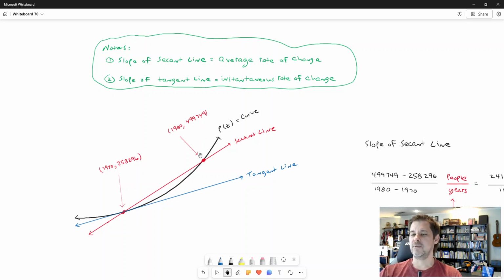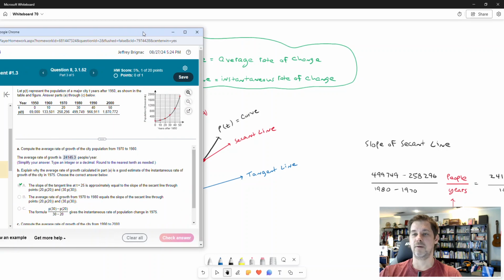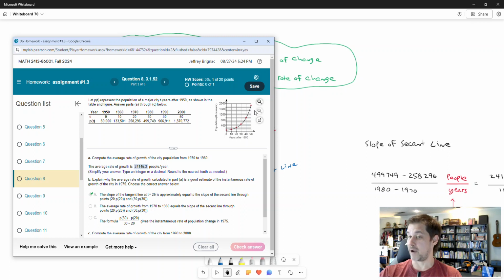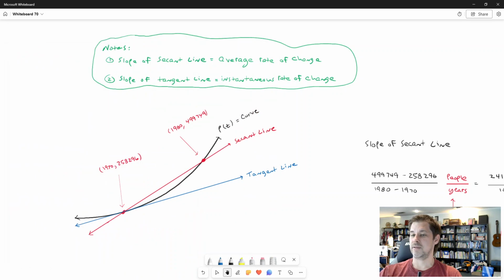I'm given these 2 points on that curve, and I'll explain why I have the numbers the way they are as opposed to the way they are on the graph. Okay, so I'd say like, well, in 1970 I got the population 258,296, and in 1980 I get the population 499,749. Okay, so you see the curve in black, the secant line through those 2 points in red, and then the tangent line in blue.